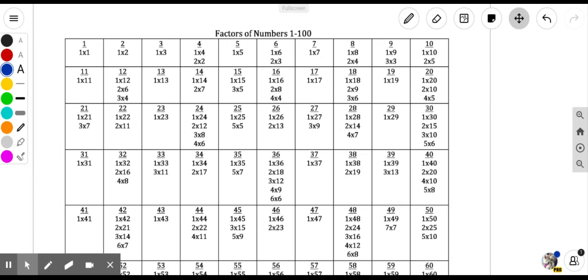I'm going to give you a hard copy of this when I see you in class, because you're going to reference it a lot throughout the year. Basically it gives you all the numbers from 1 to 100. So for example, 30: these are all the factors of 30, all the different pairs of numbers that multiply to give you 30. So we will be referencing this a lot today.